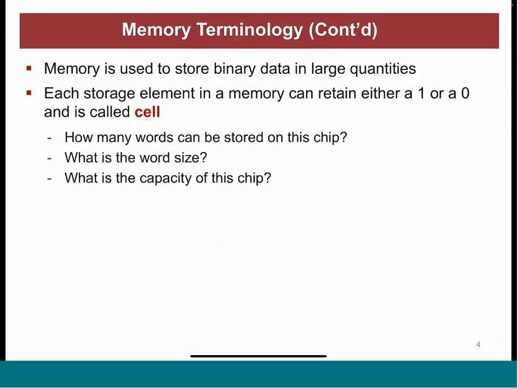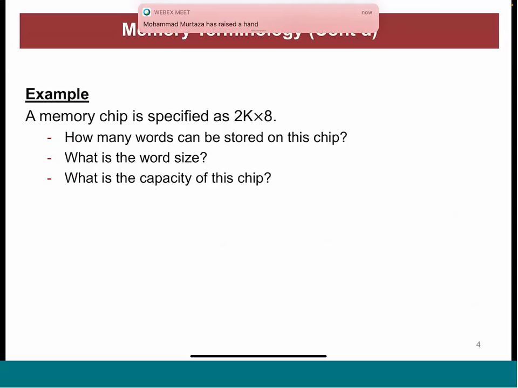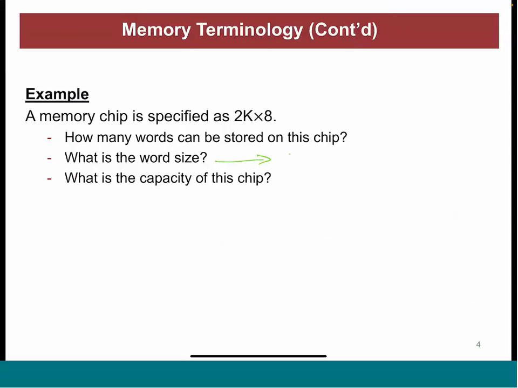So when we say a memory chip is specified as 2K by 8, how many words can be stored on this chip? How many words we can store? What is the size of each word? Yes, Mohammed. The size of each word is 8. Good. And then how many words can be stored in this memory?